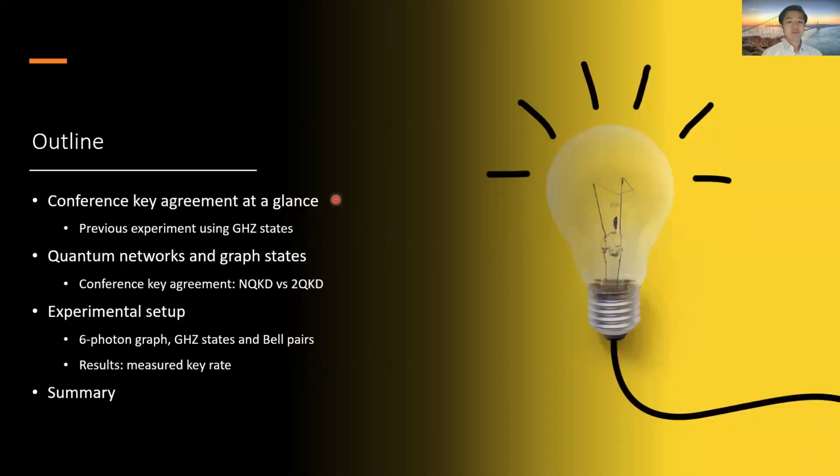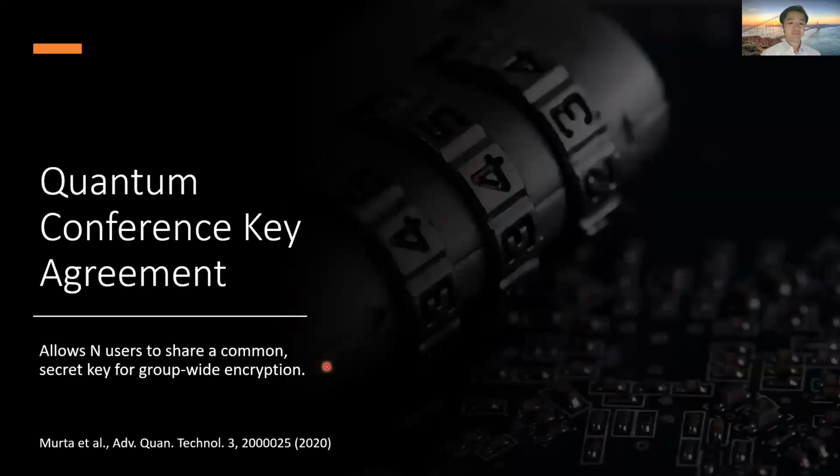In this talk, I will introduce what conference key agreement is and briefly summarize our previous work in this area. I will then introduce our new work using a photonic graph state for investigating two approaches to conference key agreement in a network setting. This includes how we prepare the six-photon graph that is used to distill different resources, namely GHZ states and Bell pairs, which can be used in the different approaches to implement conference key agreement. I will then summarize the results of our work.